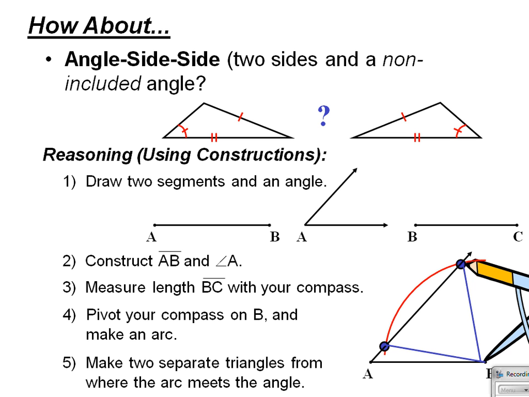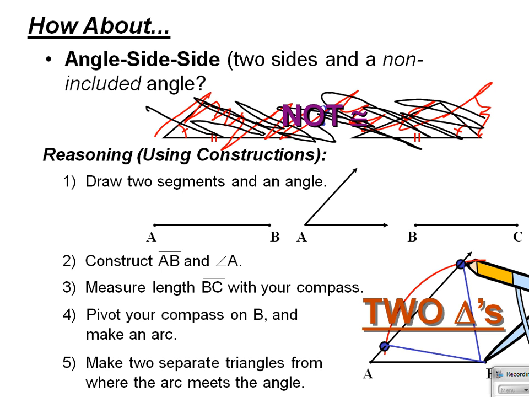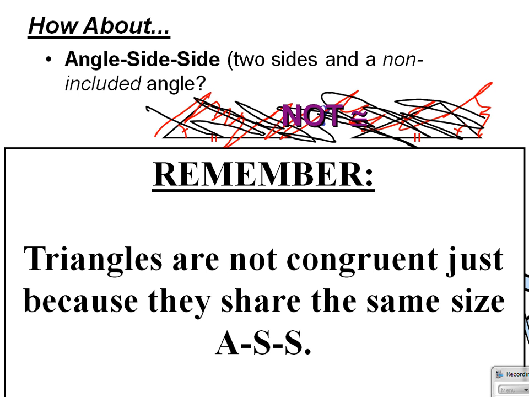Because of that, ASS is not a valid configuration to prove if triangles are congruent. Honestly, don't ever even try to figure out whether or not you can create triangle congruency from angle-side-side. Remember that triangles are not congruent just because they share the same size angle-side-side.